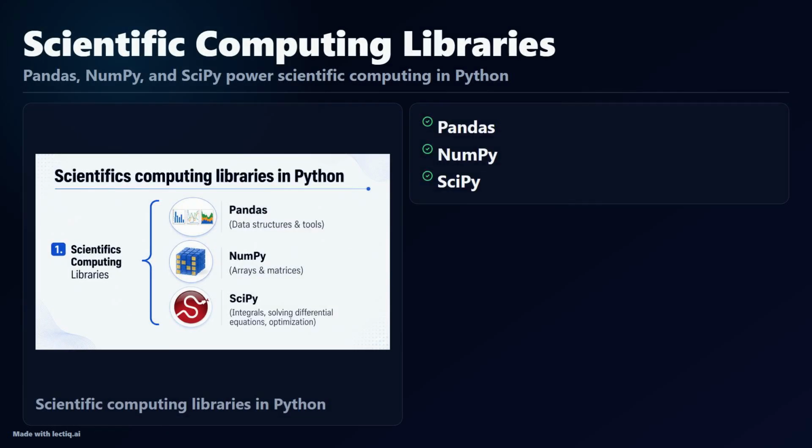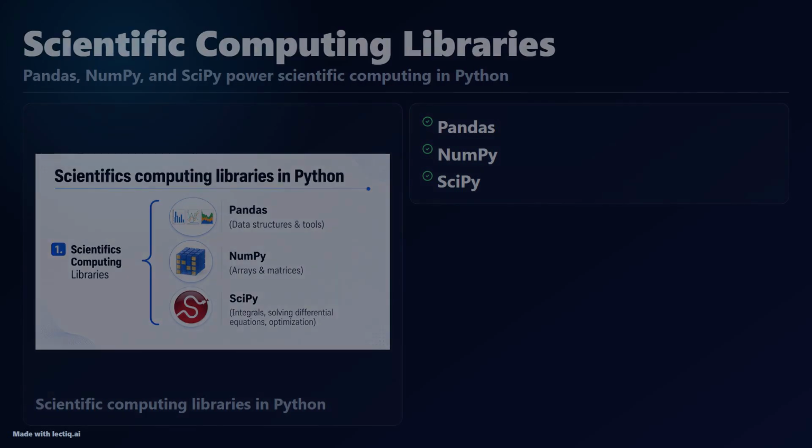Scientific computing libraries give Python its numerical backbone. Notice the three names on screen: Pandas for tabular data, NumPy for fast array math, and SciPy for advanced scientific functions. We'll look at each one next.